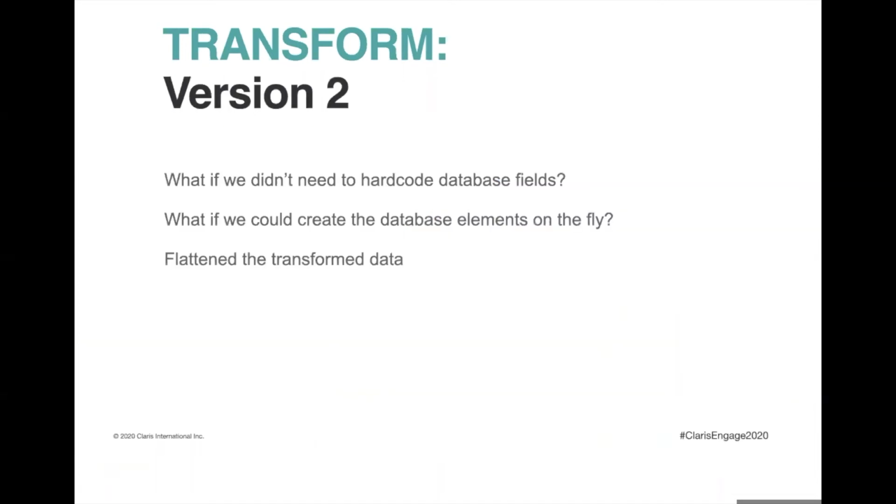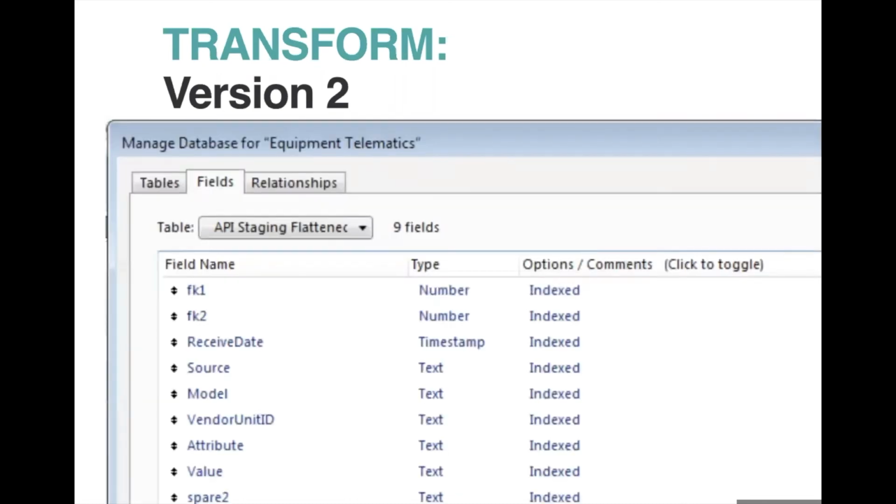So on version 2, we had an even better idea. What if we don't hard code database fields this time? What if we generate them on the fly? Is that even possible in a database where we're used to hard coding everything? So our idea was to flatten the transform area. And Albert, if you can go to the next slide.